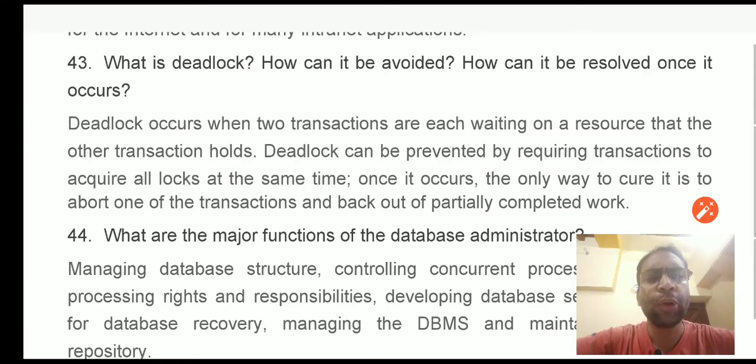And the best way to avoid deadlocks is using the lock system, the shared lock and exclusive lock systems. And if a deadlock occurs, then obviously we will have to abort at least one of the transactions. But aborting one of the transactions does not necessarily mean that the deadlock will go away. Maybe we require some more transactions to be aborted.